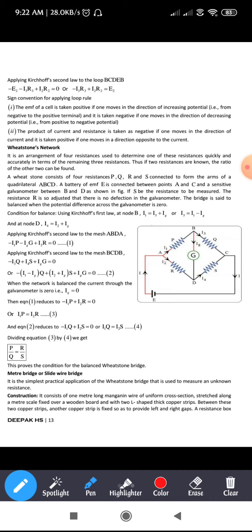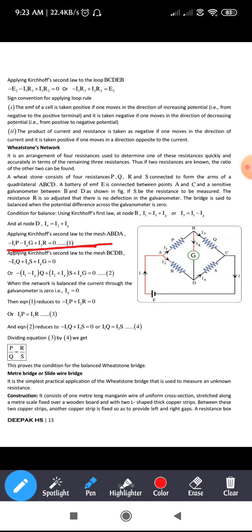Now apply. First, starting from the P side, we are moving in this direction, along the direction of current. The sign convention: when you are moving along the direction of current, the product of current and resistance is negative. When moving opposite to the current, the product is taken as positive. Now I am moving along the direction of current, so I1P should be negative.